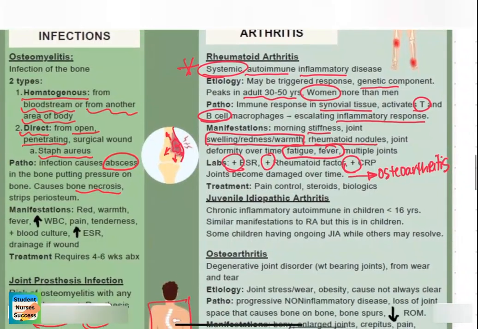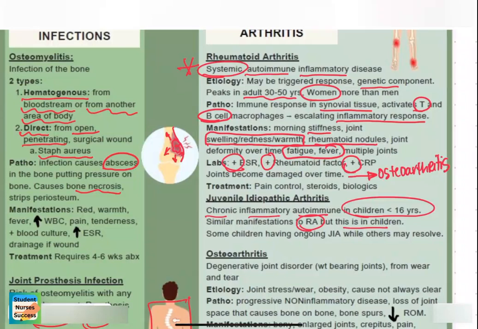There is something called juvenile idiopathic arthritis. And that is a chronic inflammatory autoimmune arthritis in children less than 16. It is just like RA, but affects children. So it would be all the same types of manifestations and same types of concerns.